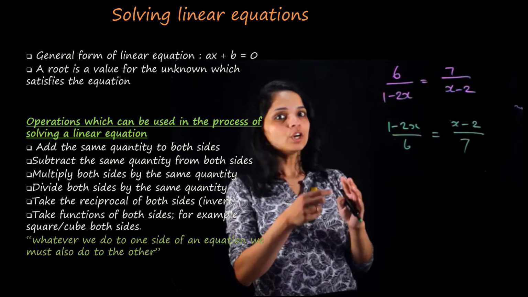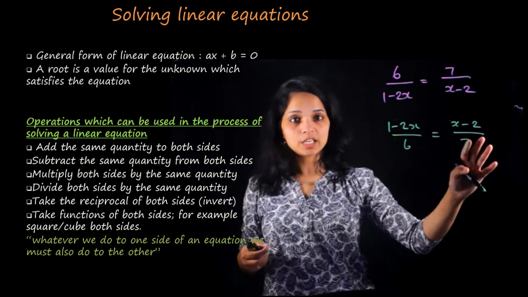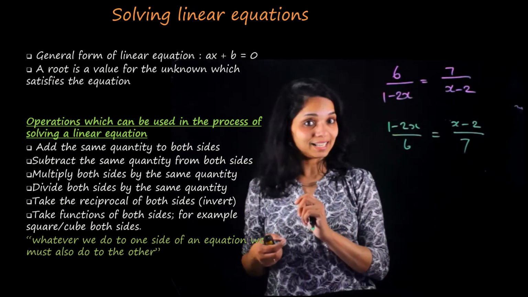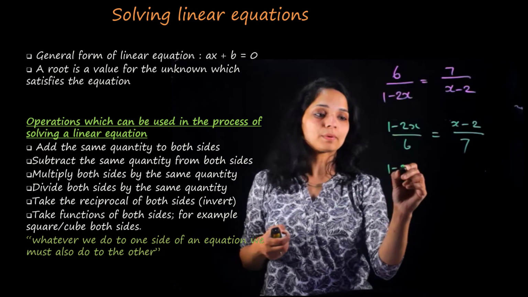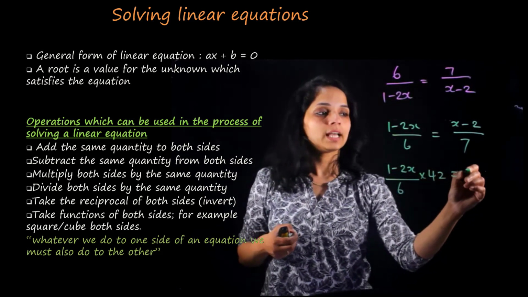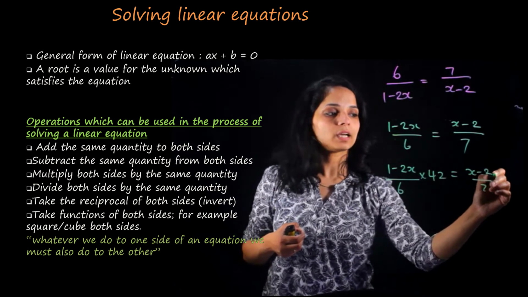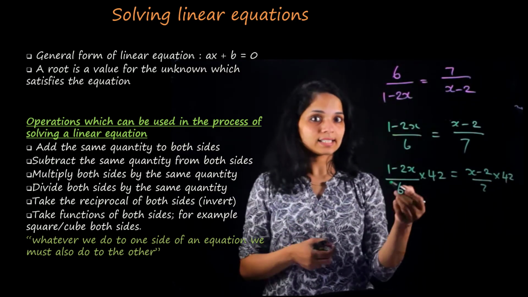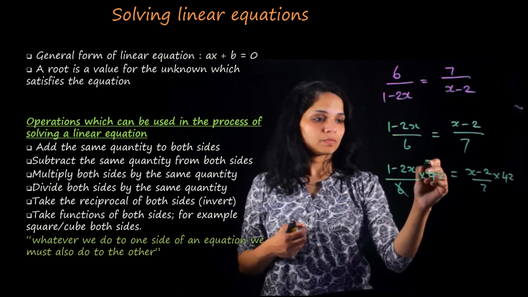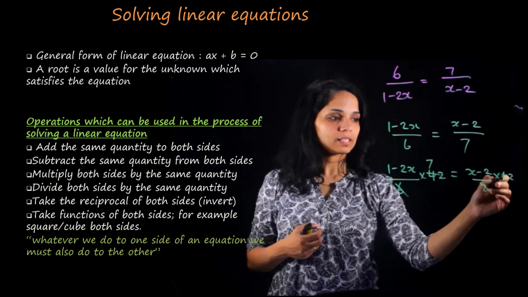Okay, now you need to multiply the whole equation by the LCM. So the LCM in here is 6 times 7, which is 42. So we're going to multiply both sides of the equation by 42. So x minus 2 on 7 times 42. So you can cancel out the terms. 6, 7. So this is 7, 6.